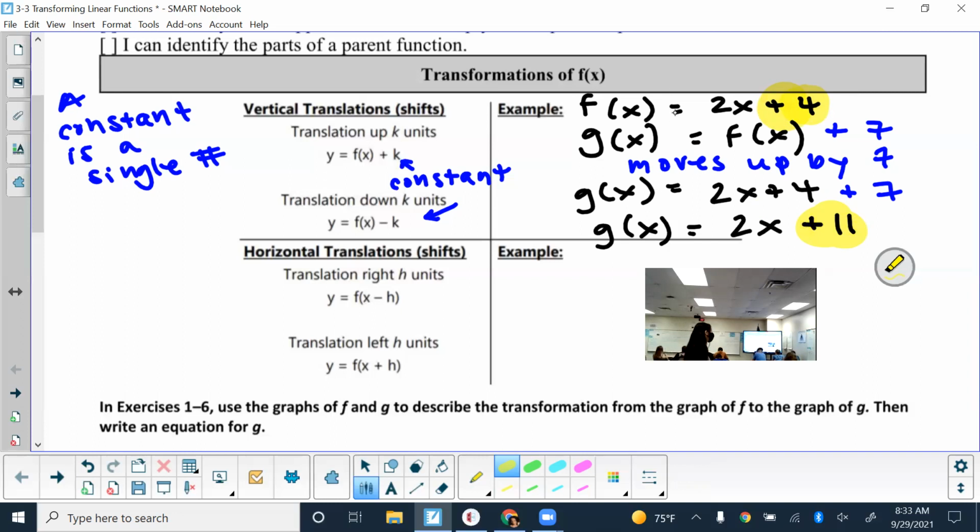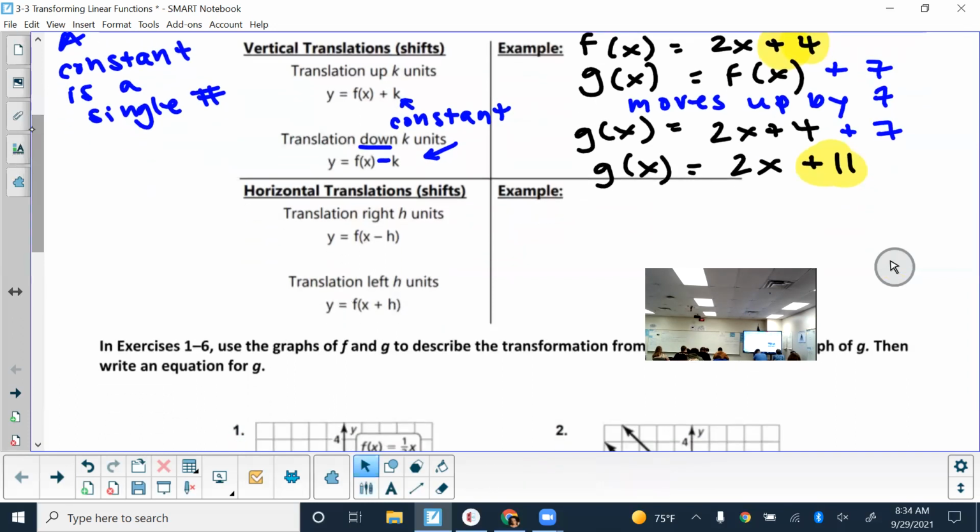And to know how much it moved by, well, it was originally at 4, now it's at 11. If you count on your fingers, or if it gives you a graph, you can count on your graph, but that's 7. All right? And then if it's minus k, it moved in what direction? Yeah. All right, so let's keep going.